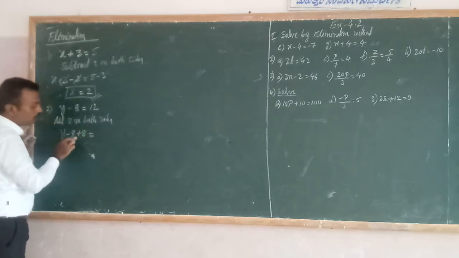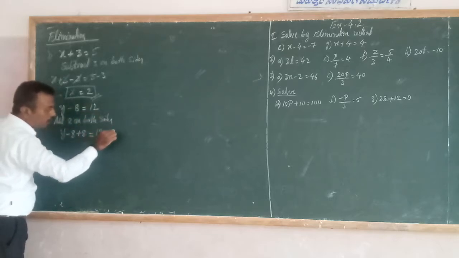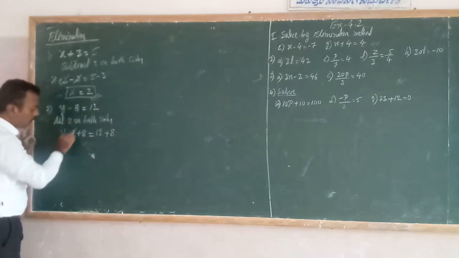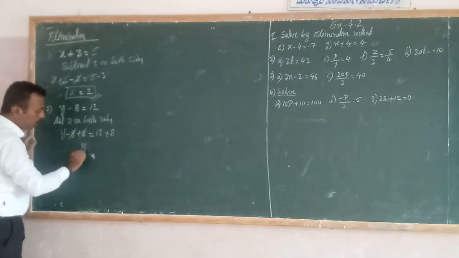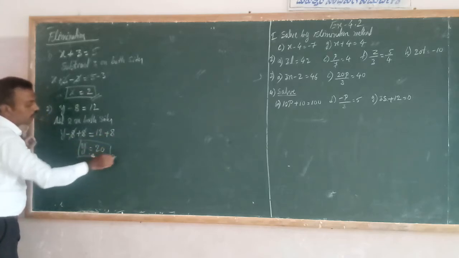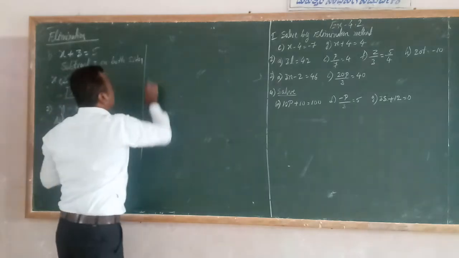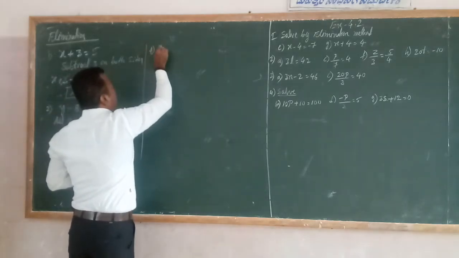LHS we have to add 8 and RHS we have to add 8 also, plus 8. So minus 8 plus 8 get cancelled. What is the remaining here? Y is equal to 12 plus 8, which becomes 20. So the value of y is 20. You understood? So next, like that, I will take another example.